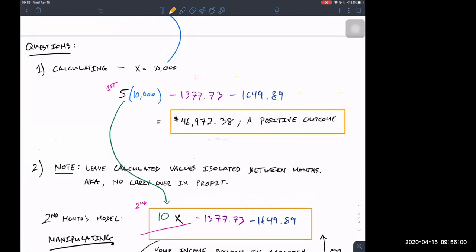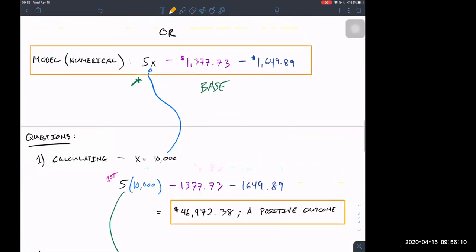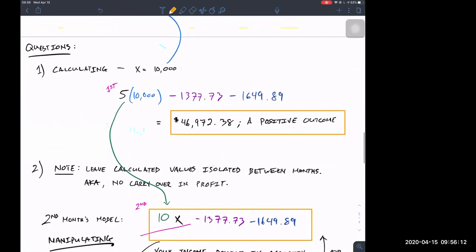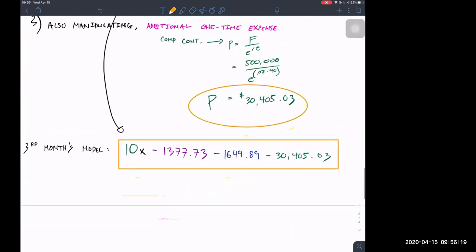So even though I didn't box the first one, you see there's your base. There it is. It's kind of like your template, if you will, your financial template. The first question wasn't changing it, it was just a calculating question. But the second one manipulated it. See how it changed from 5x to 10x? And now we have that same exact one right there, but with an additional detail.